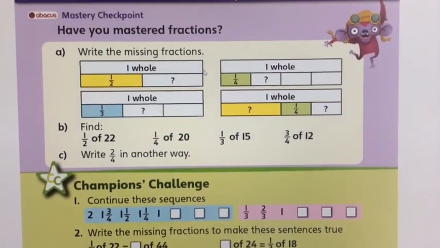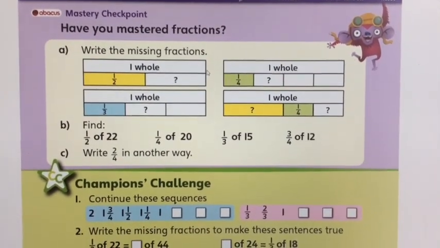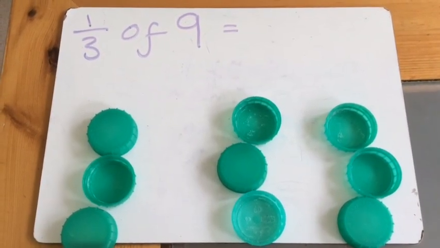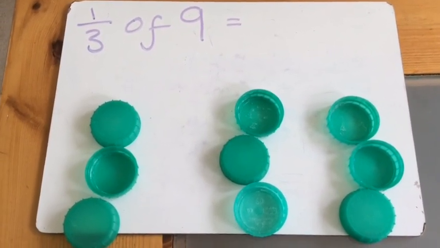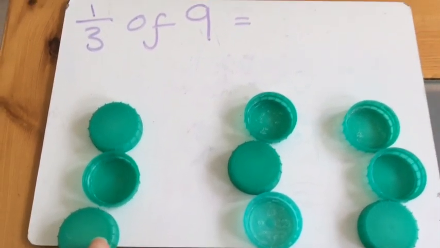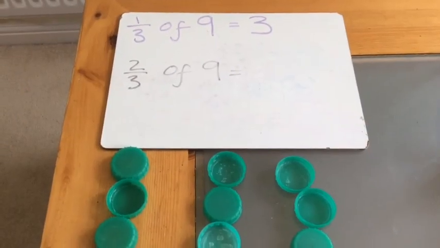Have a go at Mastery Checkpoint 32 for some extension work. It should be in your pack. Also, for some extension work, you can find 2/3 of numbers and 3/3. Do you remember 1/3 of 9? That was 3, wasn't it? How about 2/3 of 9?